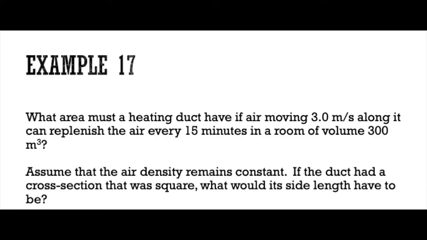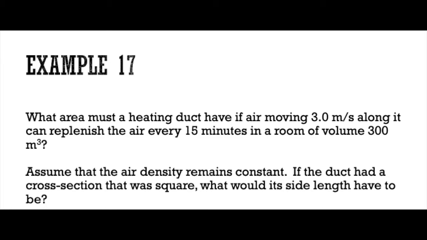What area must a heating duct have if air moving 3 meters per second along it can replenish the air every 15 minutes in a room of volume 300 meters cubed? Assume that the air density remains constant. If the duct had a cross-section that was square, what would its side length have to be?